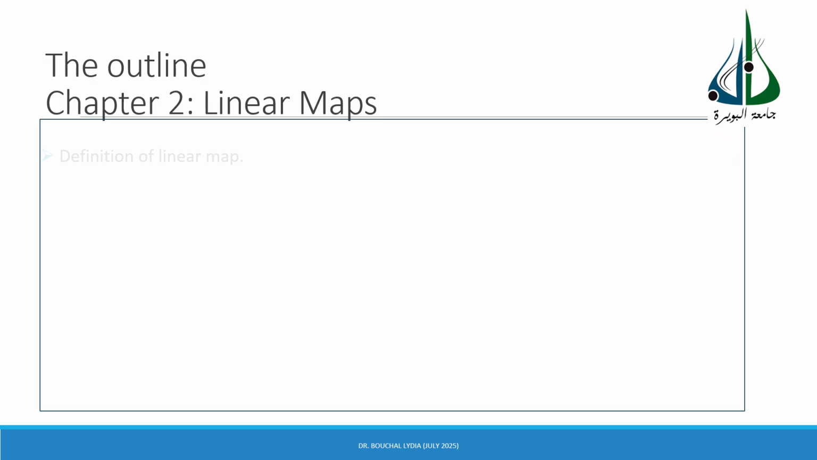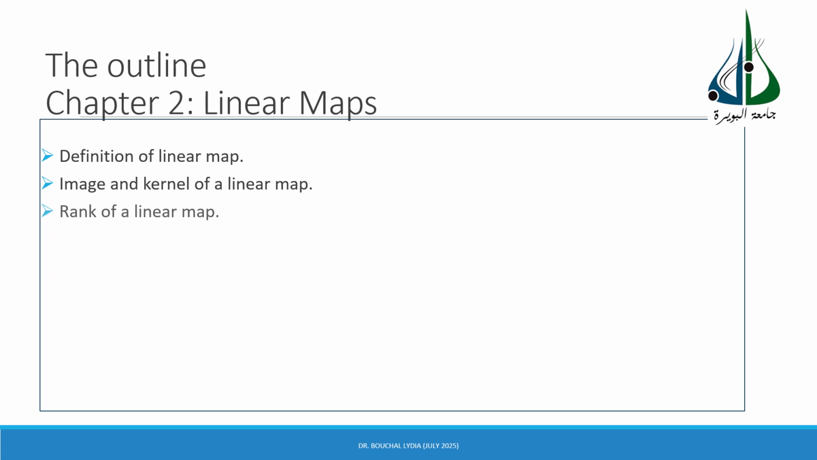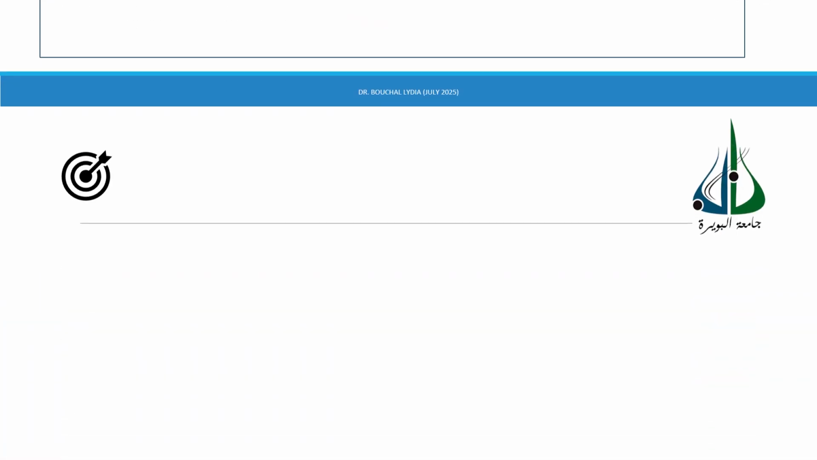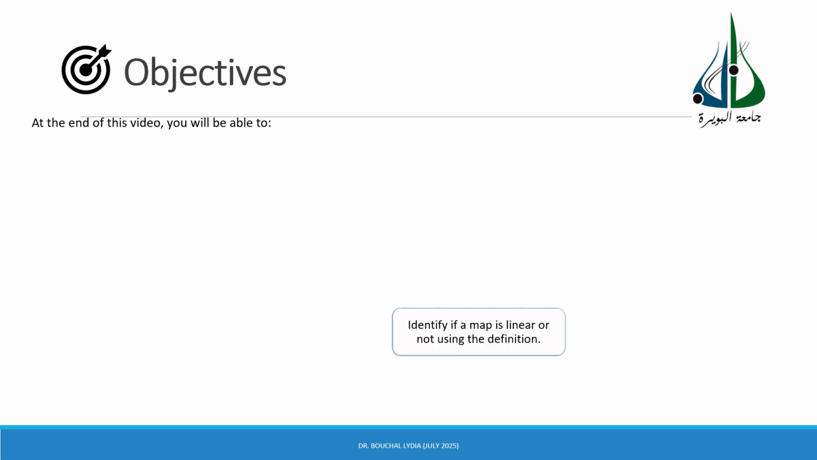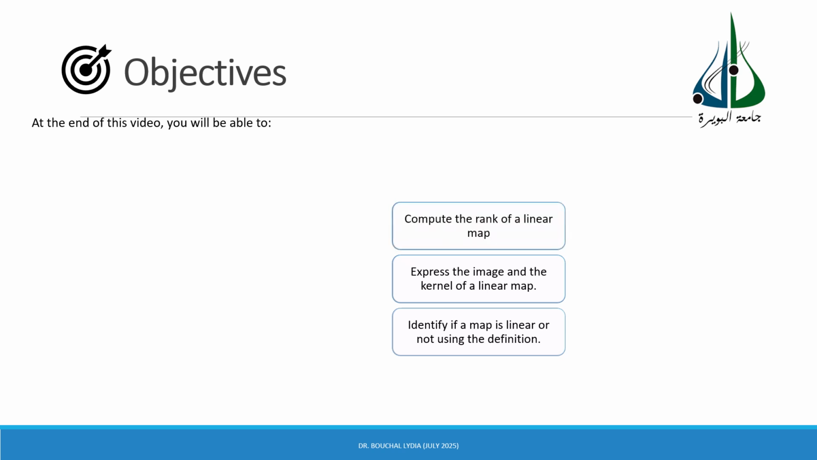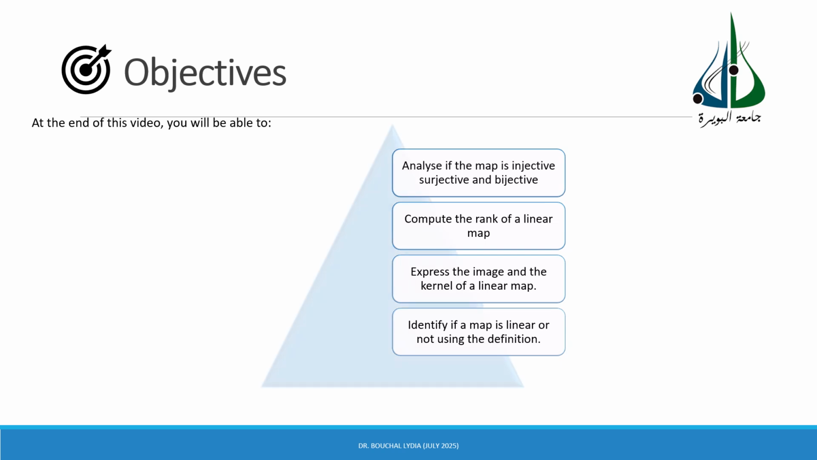In this short video, we will cover the definition of a linear map, image and kernel of a linear map, rank of a linear map, and operations on linear maps. At the end of this video, you will be able to identify if a map is linear or not using the definition, express the image and the kernel of a linear map, compute the rank of a linear map, and analyze if a map is injective, surjective, and bijective.